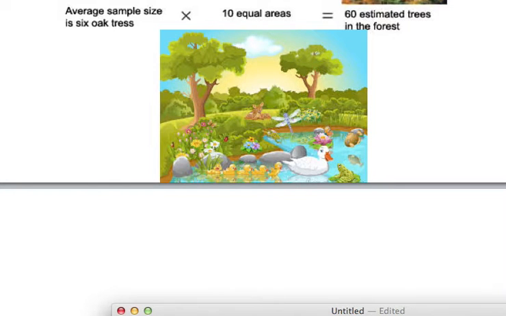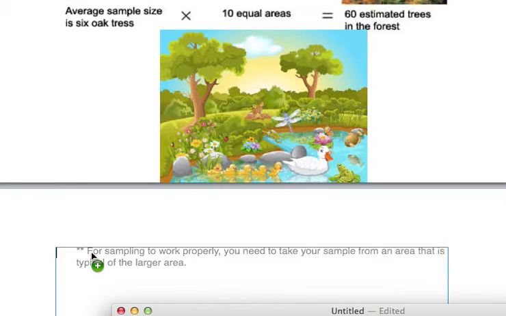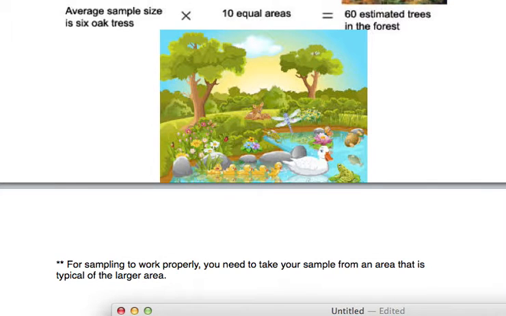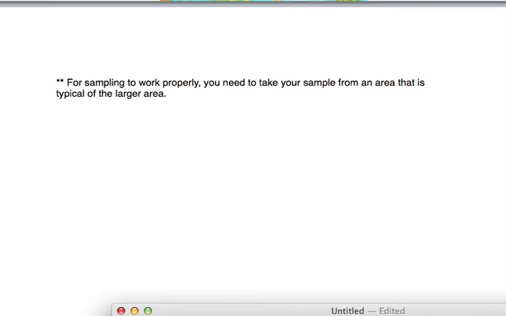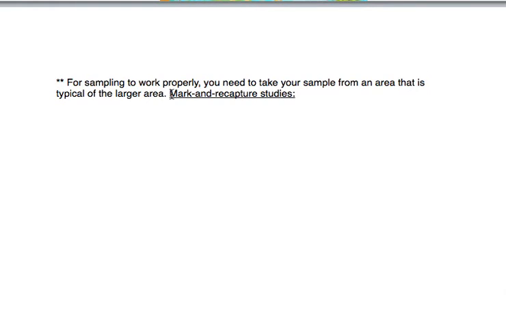So I want you to put that little note in your notes. For sampling to work properly, you need to make sure that your sample is from an area that is typical of the larger area. The last way scientists can measure population by our book standards is through something called mark and recapture studies.